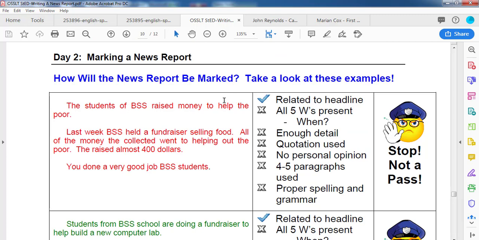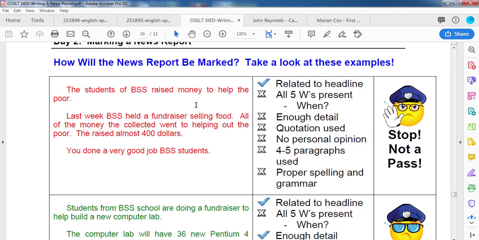So, for example, about the newspaper report, Student C will give you a newspaper report. The students of BSS school raised money to help the poor. This is a paragraph. Last week, BSS held a fundraiser selling food. All of the money collected went to helping out the poor. They raised almost 400. You did a very good job, BSS students.